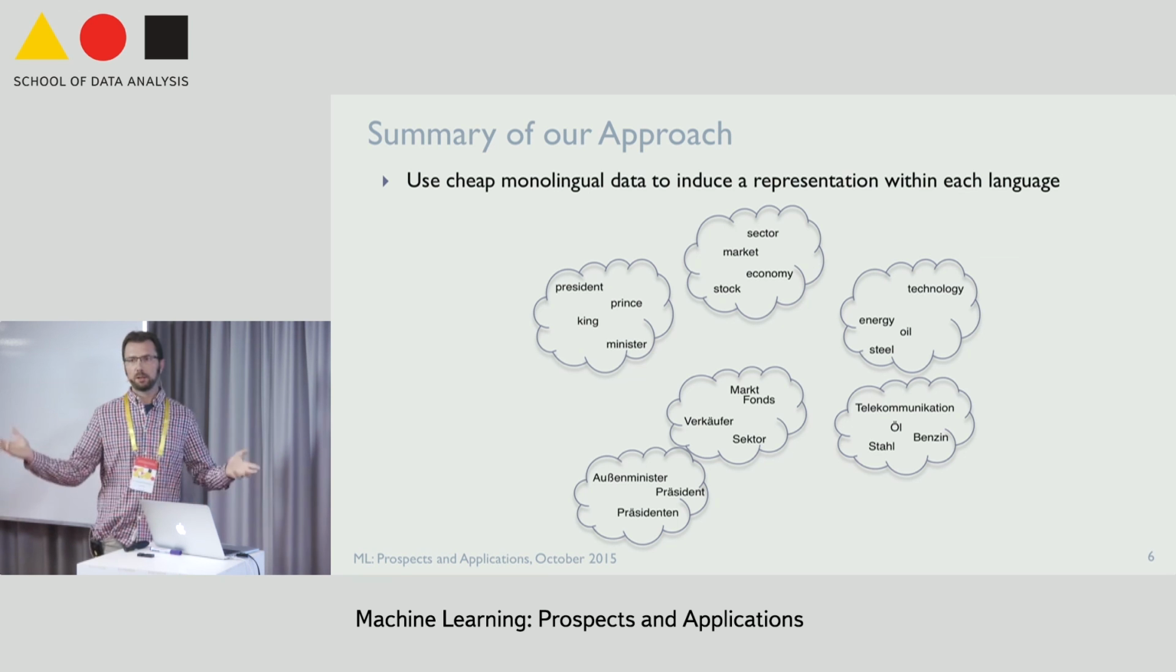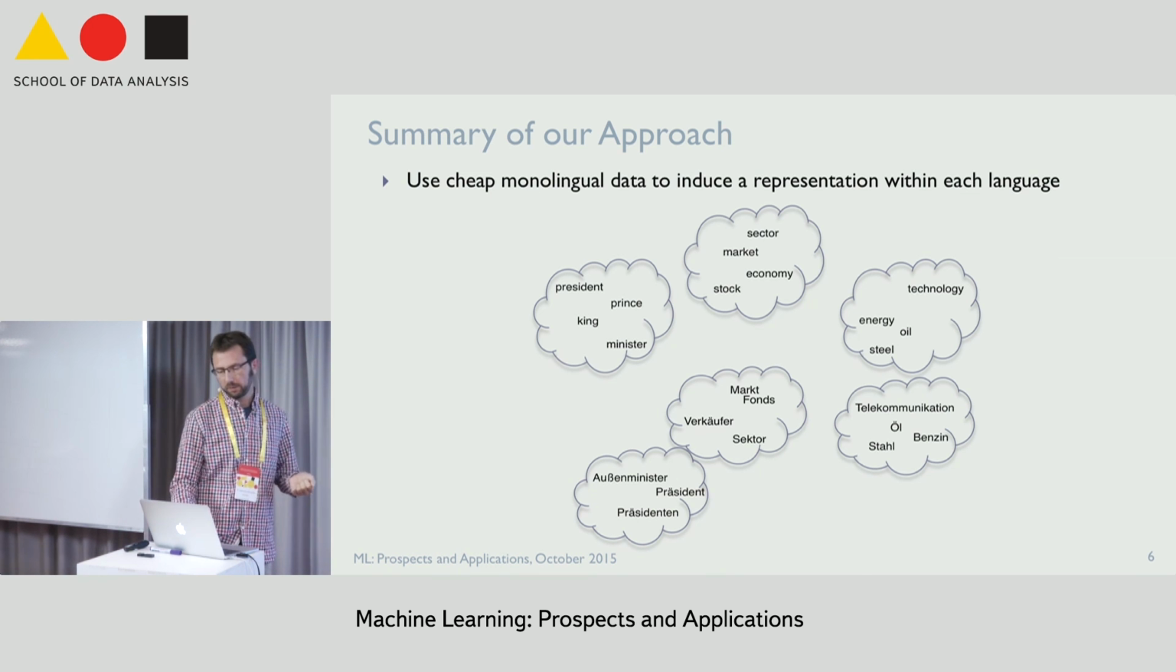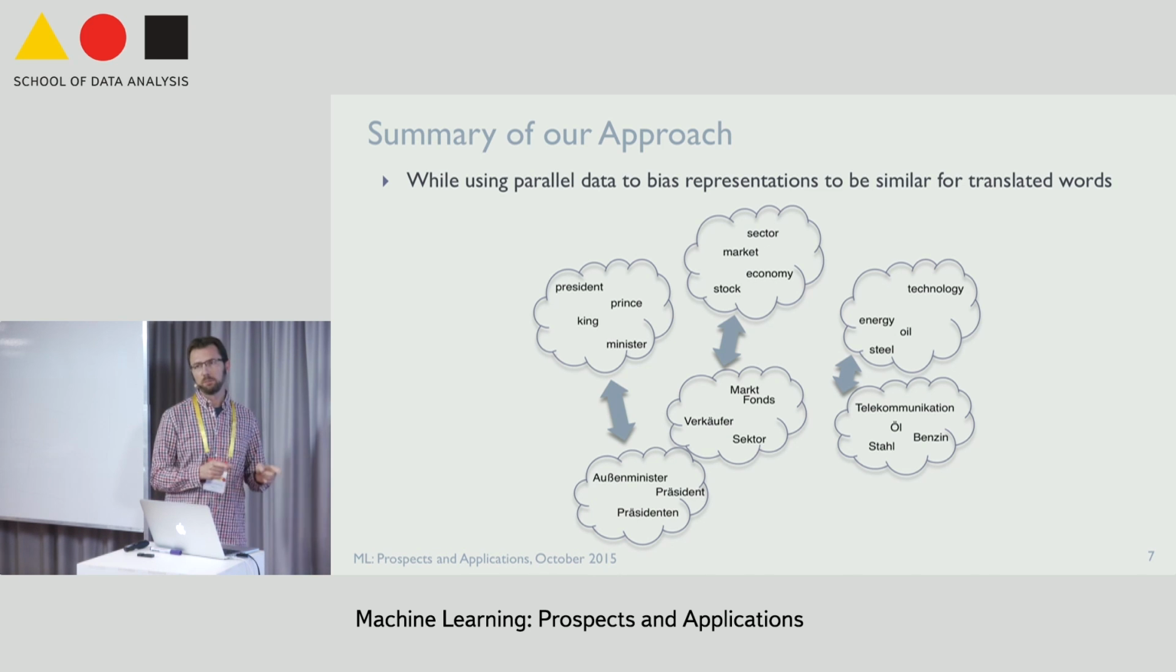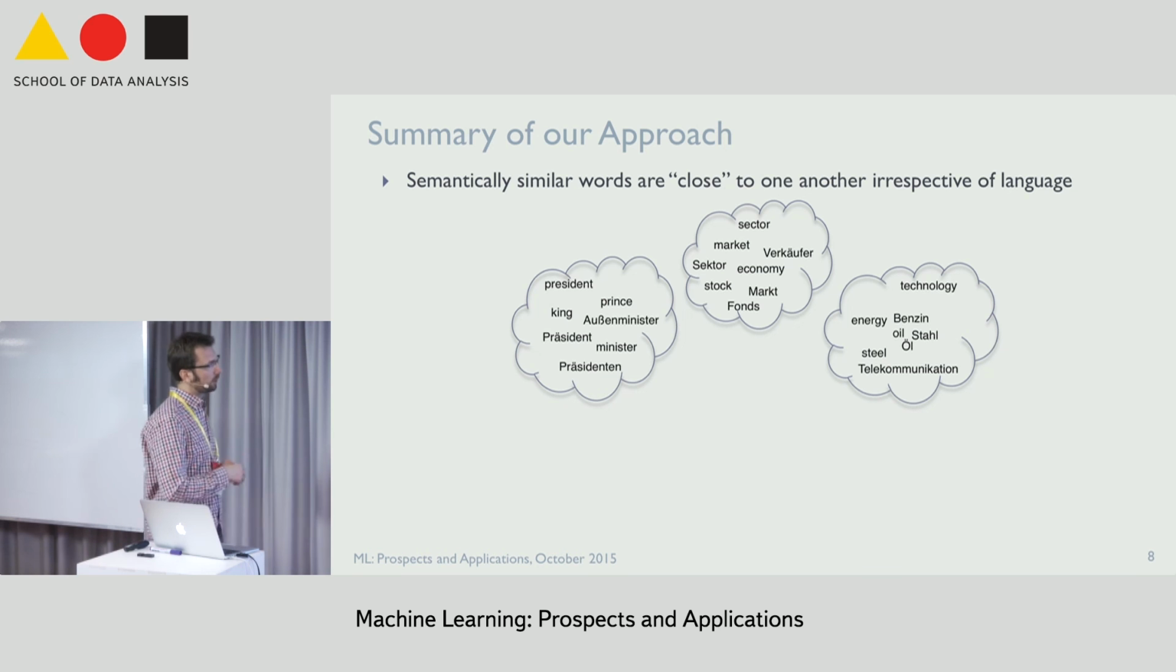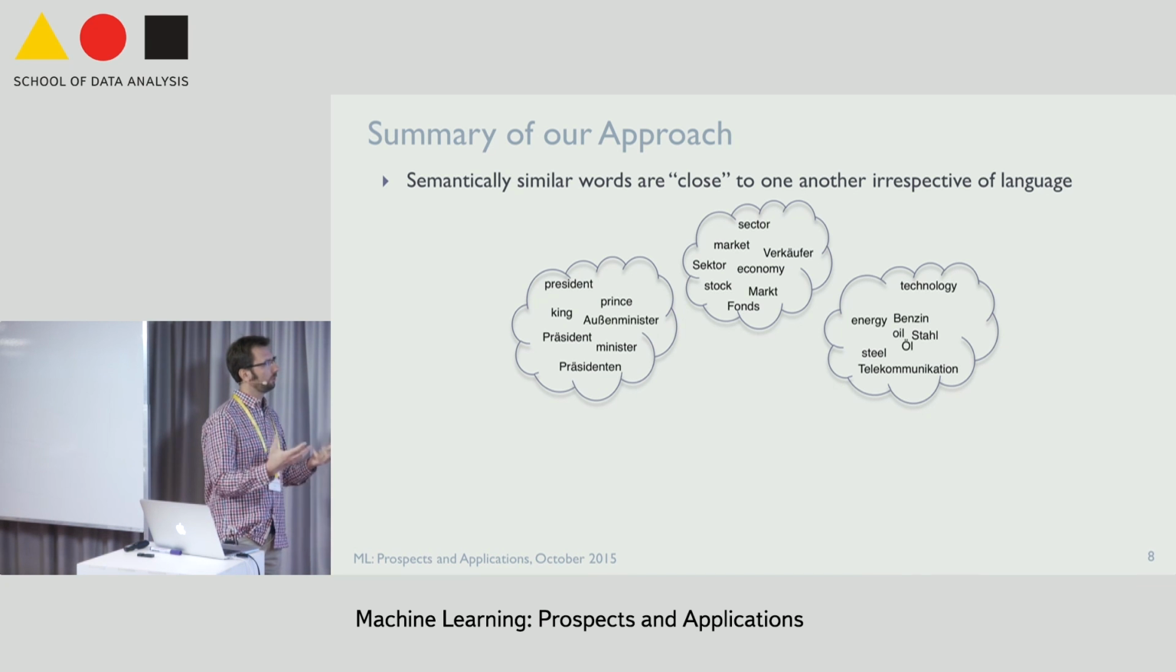So you go and collect a bunch of data in English and German on the web, and you induce these representations. But the additional trick is we're going to use a little bit of additional data, parallel data, which is sentences together with their human translations, to essentially bias these representations to be closer to each other for words that are translations, and hope that the rest of the space ends up bringing similar words together across the two languages. So as I mentioned, the goal is to end up with words that are close to one another if they're similar.